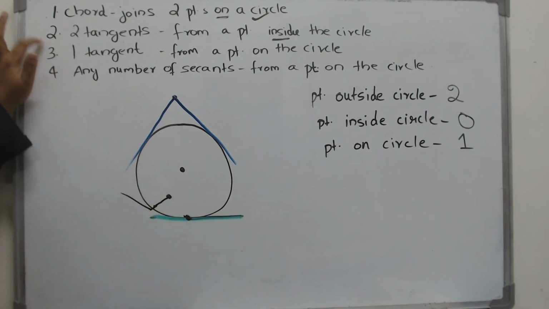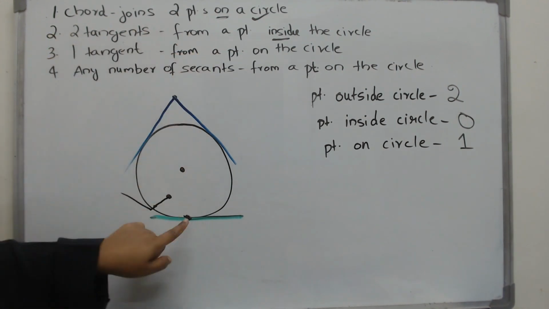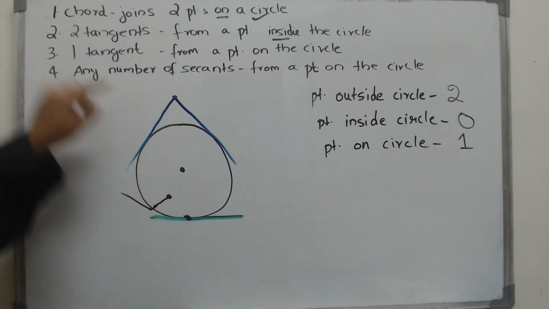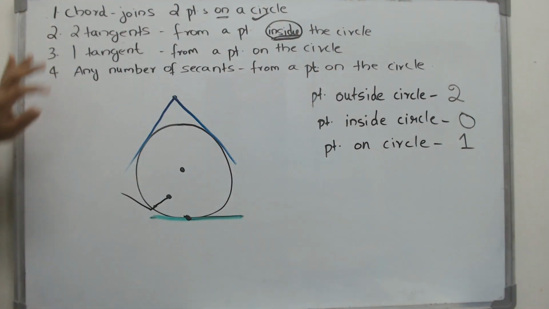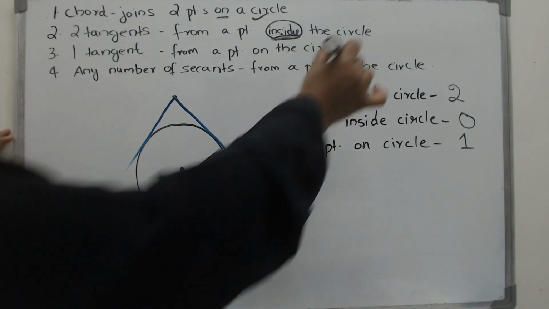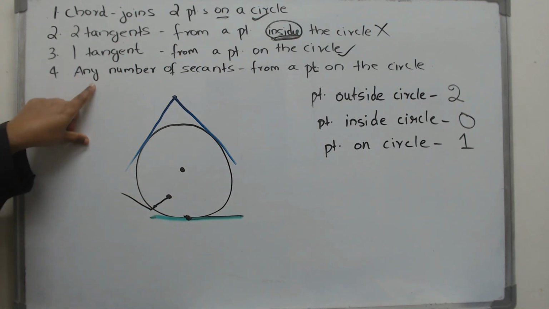Now do you see which of these statements is wrong? 1 tangent from a point on the circle, correct. But 2 tangents from a point inside the circle, wrong. So this is our false statement, but anyways we will go to the 4th one also.